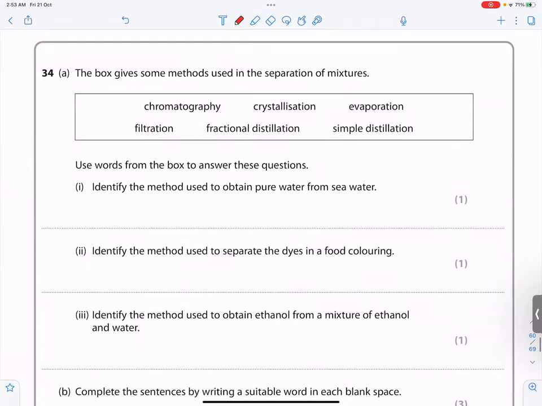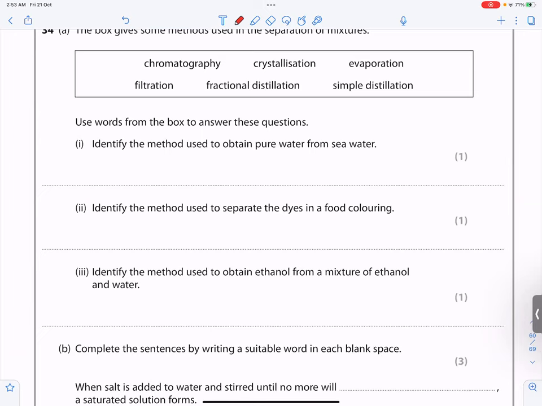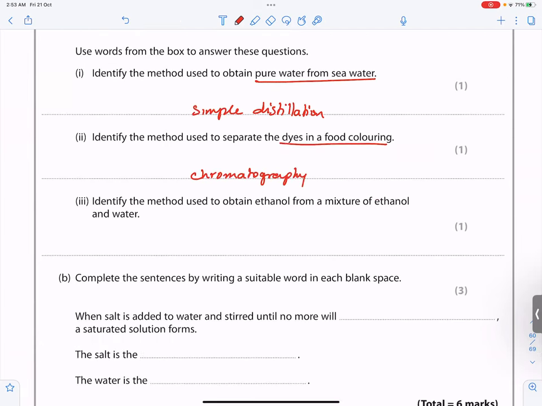Question 34. The box gives some methods used in separation of mixtures. Identify the method used to obtain pure water from seawater. This is simple distillation. Identify the method used to separate dyes. This will be chromatography. Identify the method used to obtain ethylene from a mixture of ethylene and water. Of course, it will be fractional distillation.